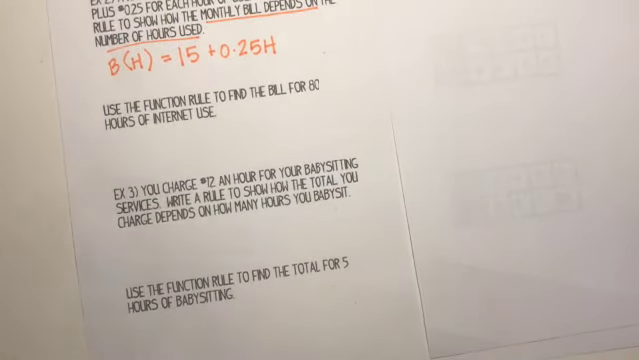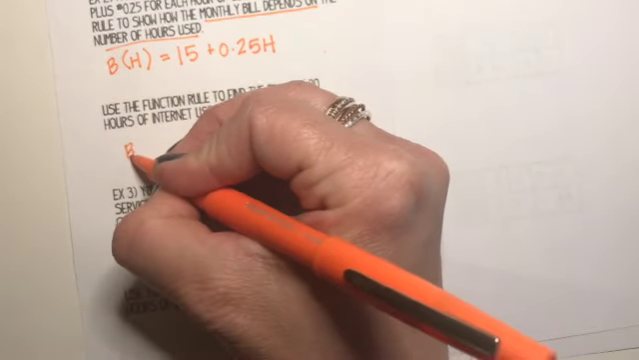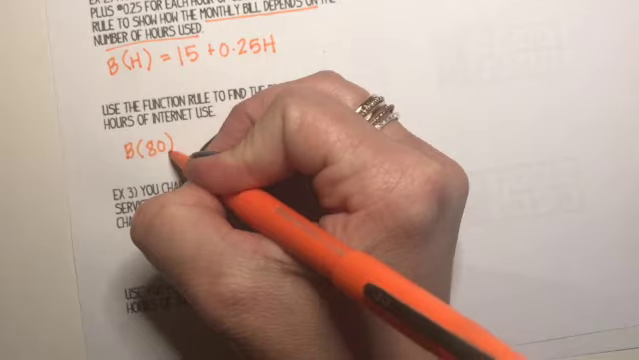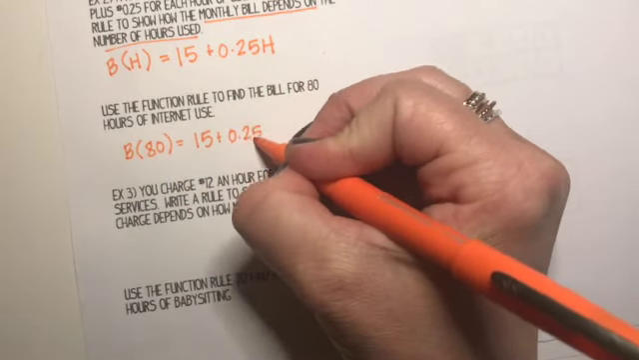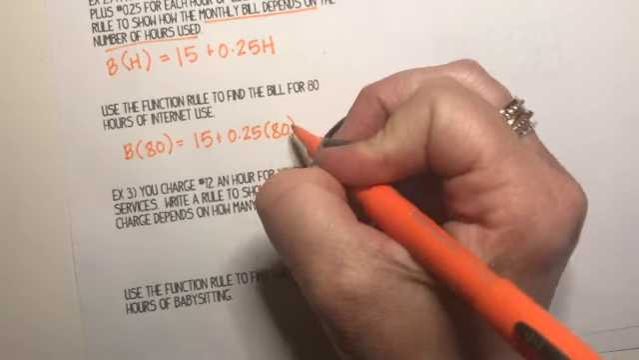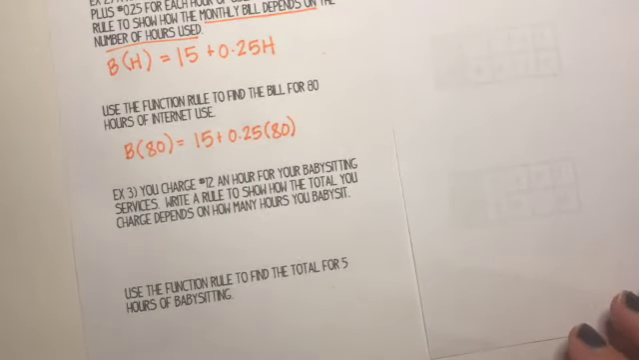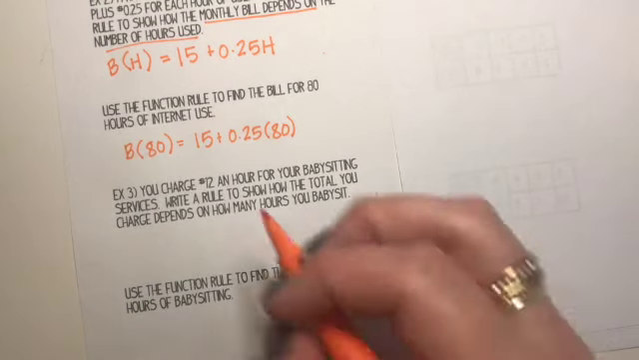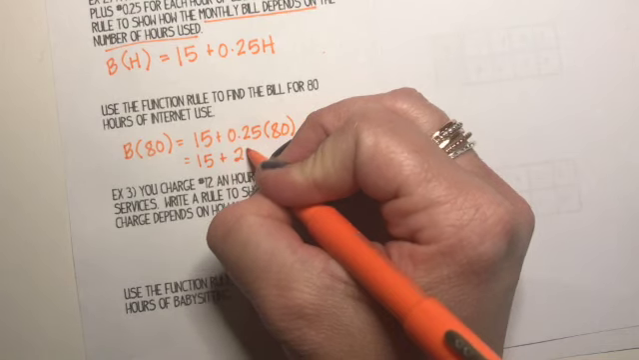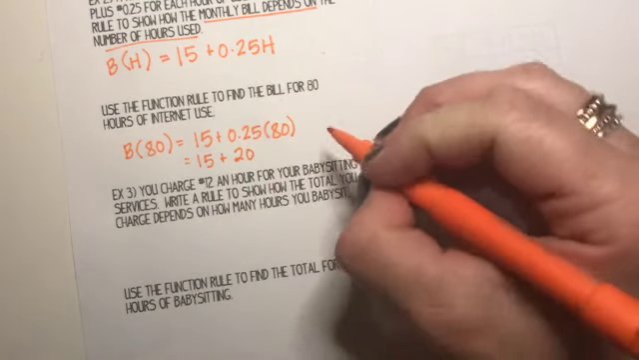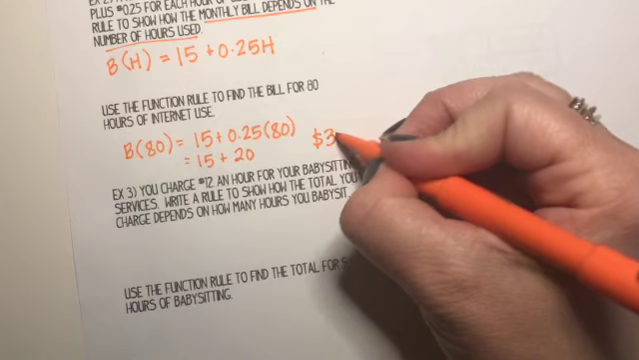Now it says use the function rule to find the bill for 80 hours of internet use. So what would be our bill if we used 80 hours? Well, we have to pay $15 no matter what. And then 25 cents times 80 hours, right? You can use a calculator, I just don't have one sitting right here, but 80 hours times 25 cents would be $20. So our bill is going to be $15 plus $20 for hourly use. If we add that together, our total is $35.